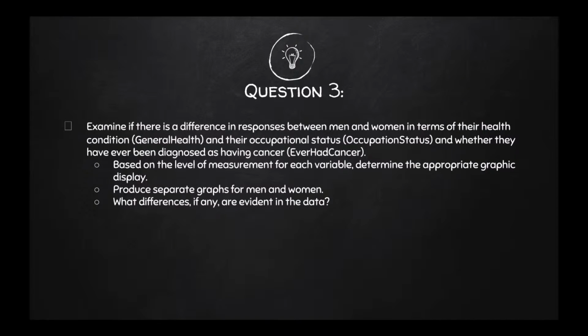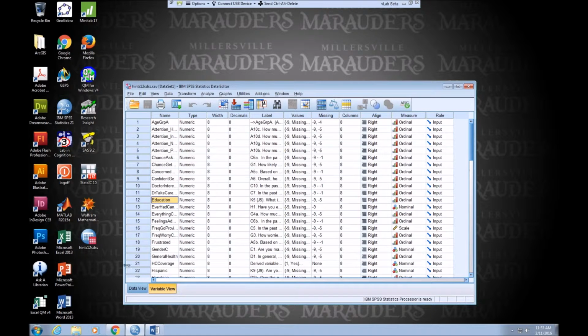In this question they want us to examine if there is a difference in responses between men and women in terms of their general health, their occupational status, and whether they have ever been diagnosed as having cancer. So we've got three variables to work with. The first thing they want you to do is, based on the level of measurement for each variable, determine the appropriate graphic display.